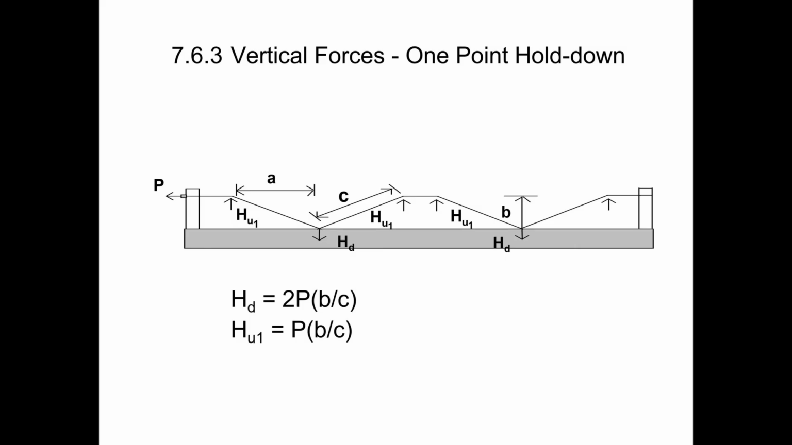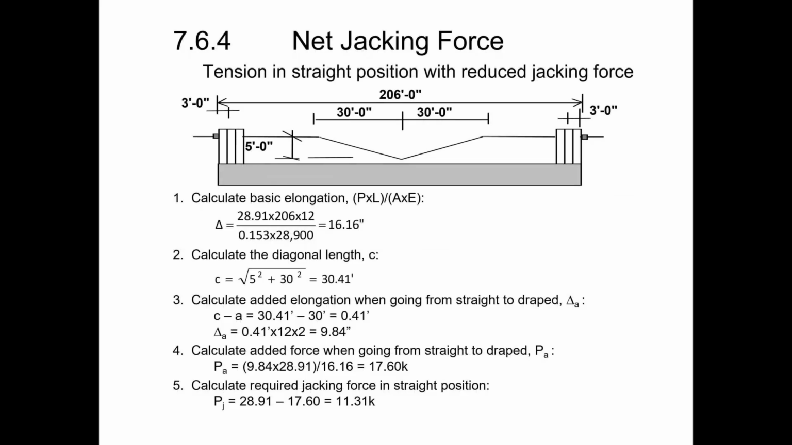Okay, let's look at the second calculation for Chapter 7. Second and final calculation. In this calculation, we're going to determine how much force the strand gains when it goes from the straight to the draped position. How much force does the strand gain when it goes from the straight to the draped position?